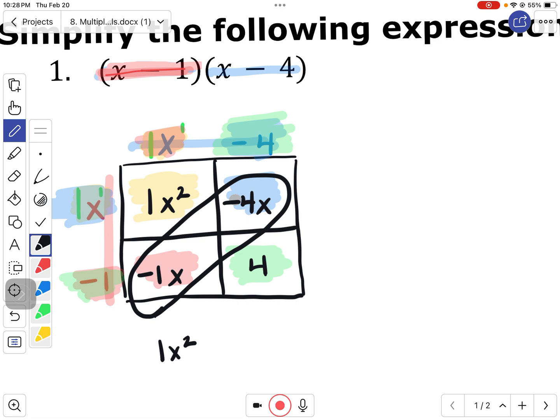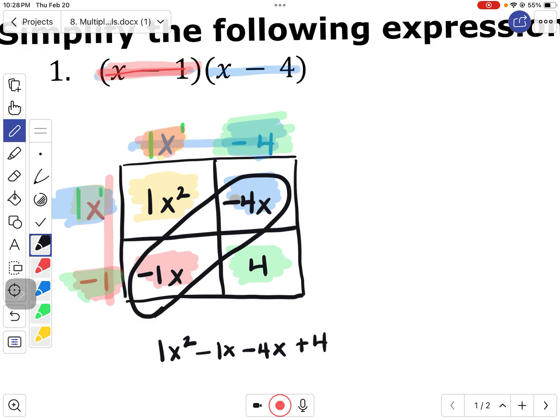I can combine my negative 1x and my negative 4x. And I could write those out. And I'm going to do that this time, but probably going forward, we really won't do that very often. So I'm going to say negative 1x minus 4x. And then lastly, we're going to put our constant, which is plus 4.